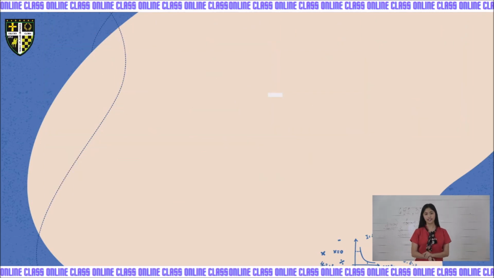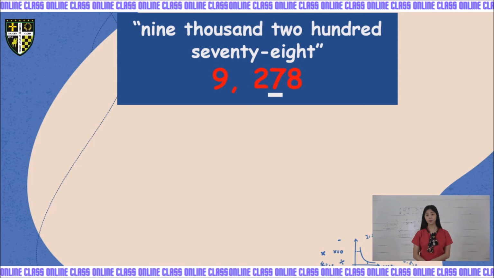So let's have one more example. 9,278. Again, 9,278. And the underlined digit is 7. So it means, let's find the value of the digit 7. As you can see, there is 1 more digit to the right, which is the digit 8. So the digit 8 will be changed into 0. And then let's just copy the digit 7. So now, the value of 7 is 70.